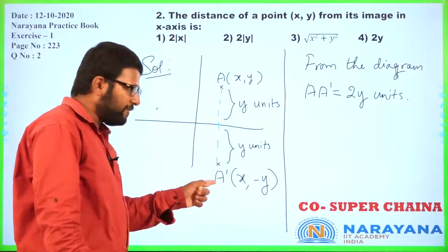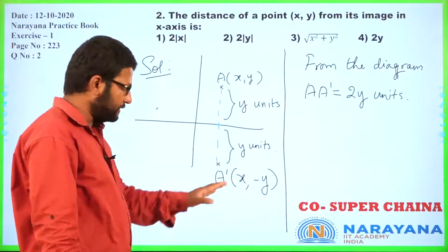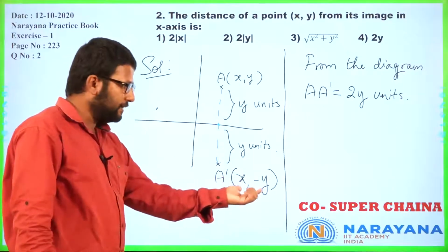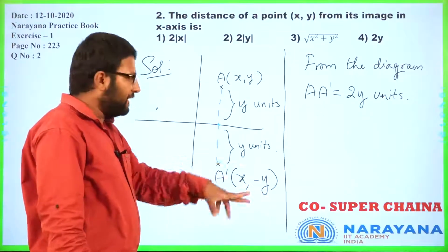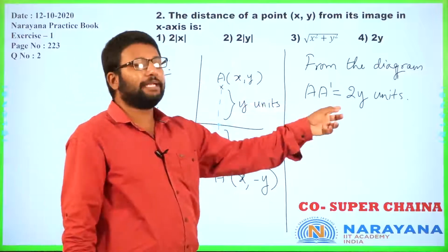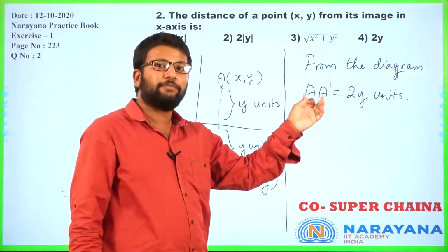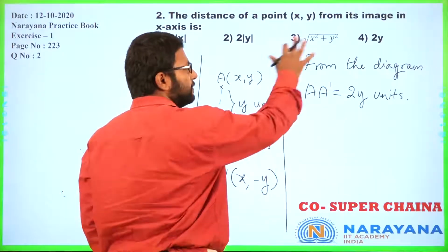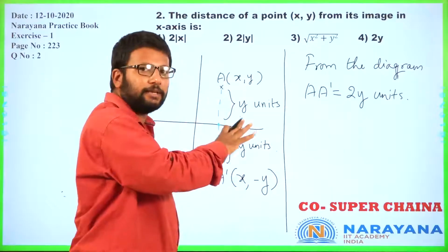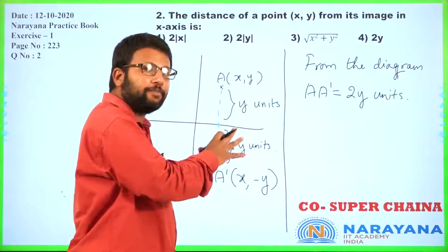Meaning, what if A was here? Instead of A dash, what if A was here? Then this would become x comma y, in which case y becomes negative. If y is negative, then 2y becomes negative. But as an answer, we want only a positive value, right? So I deliberately wrote it like this so that some of you will get confused and then you realize your mistake.